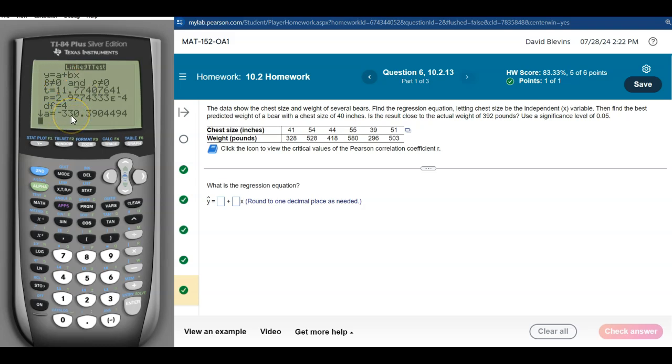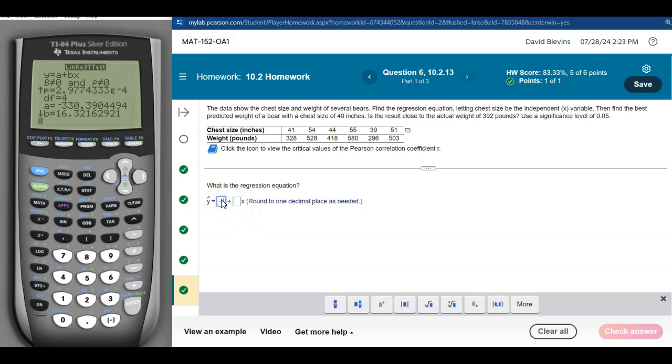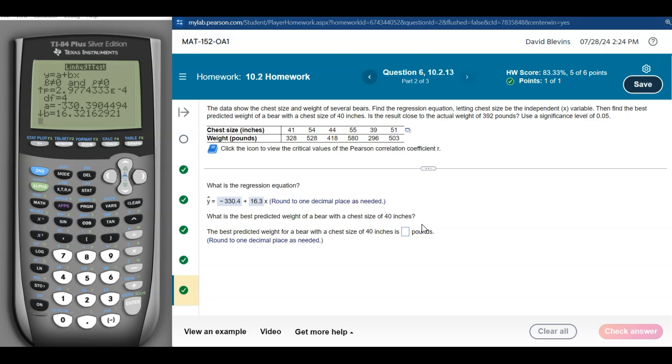This is my value for a, which is the first value, that's the constant. b is with the x, so that's the slope, and you can scroll down and get that number. All right, it wants me to round these to one decimal place, so that's going to be negative 330.4, and then for the number in front of x, that's again the b, so b is 16.3.